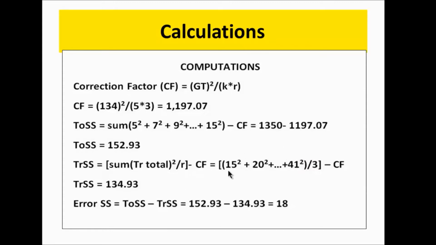The treatment sum of squares is the sum of the treatment totals squared divided by the number of replicates, minus the correction factor. So you will see here the treatment totals 15 squared up to 41 squared. The sum of these squares divided by the number of replicates minus the correction factor will yield 134.93. And the most important thing here is the error sum of squares. This is obtained by subtracting the treatment sum of squares from the total sum of squares. So in this case, you get 18.